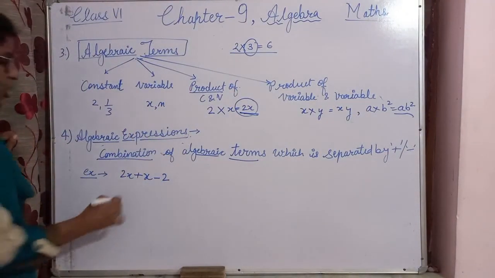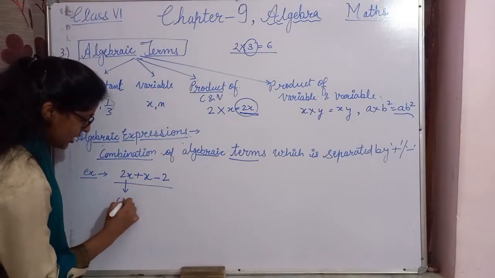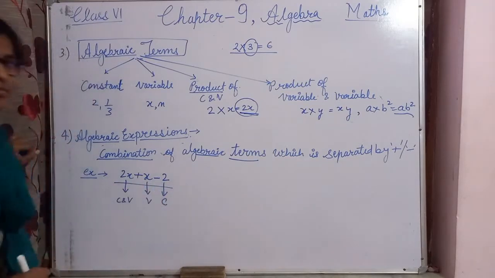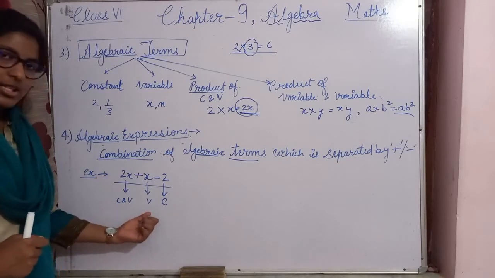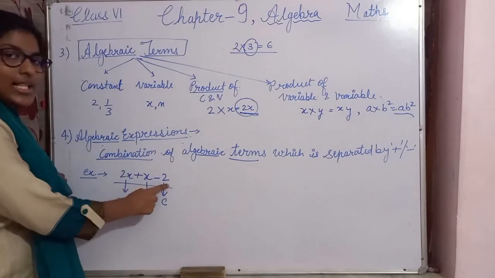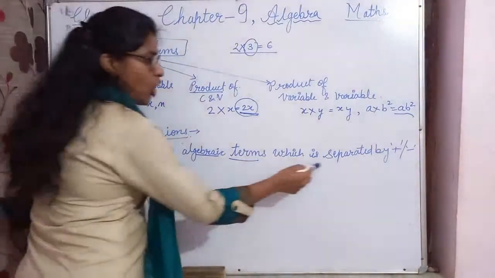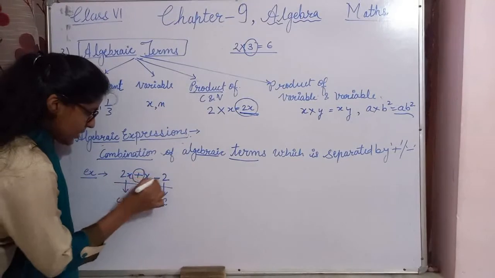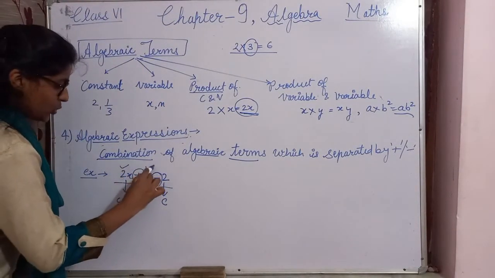So you can see here, this is a product of constant and variable, this is a variable, and this is a constant. So it is a combination of these 3 algebraic terms, and all the terms are separated by plus and minus sign. See here, this is a plus sign and this is a minus sign. So how many algebraic terms do you have here? 3. 1, 2 and 3.